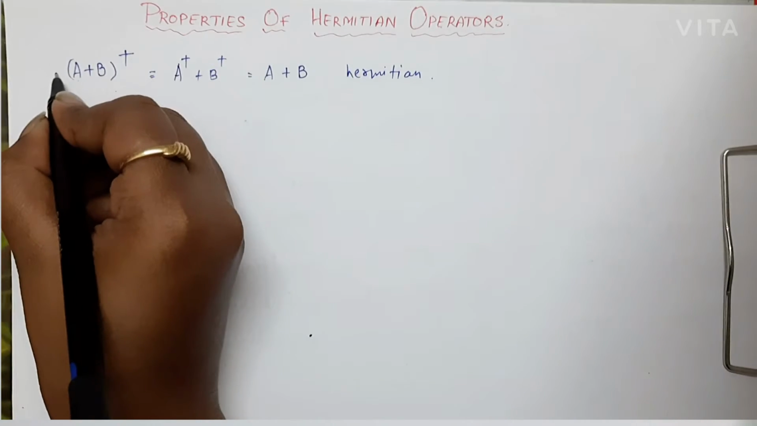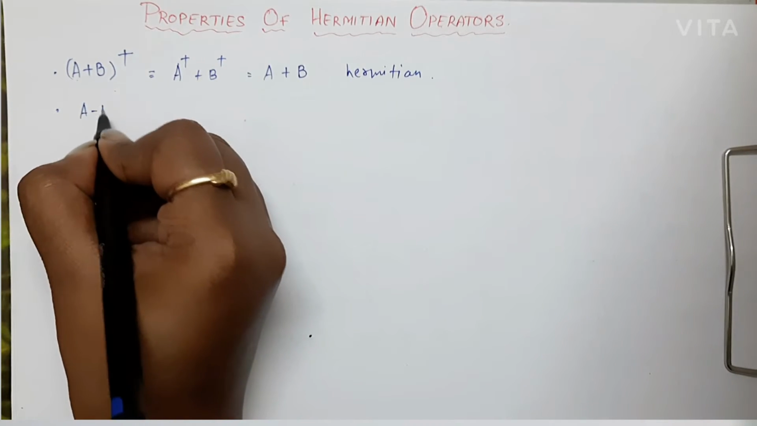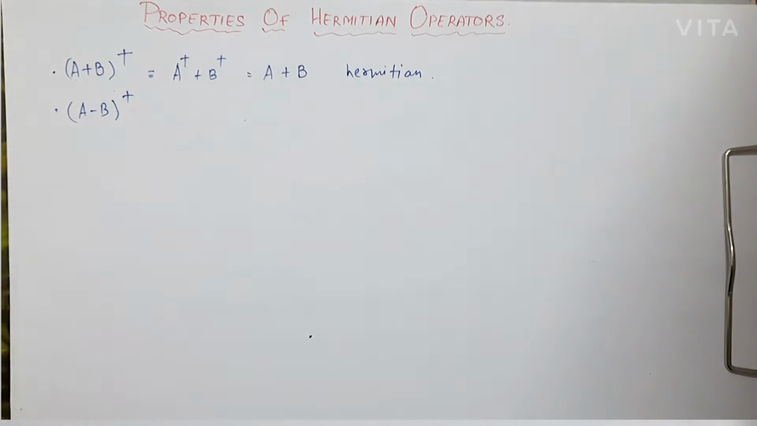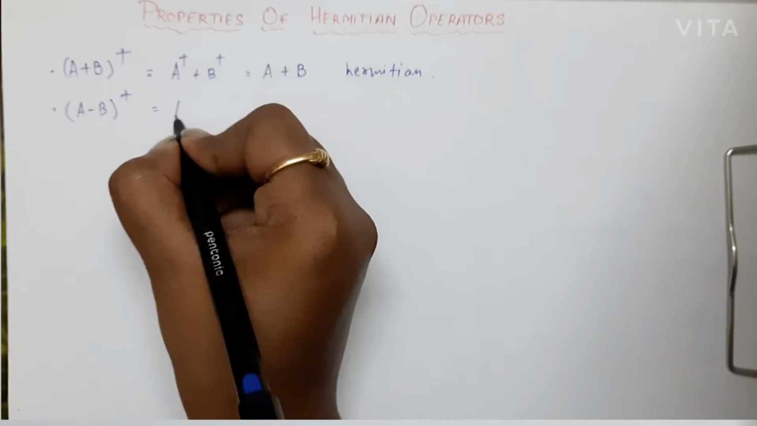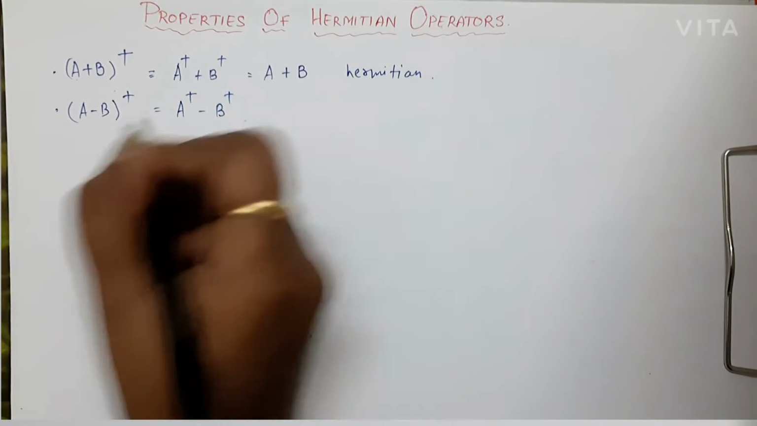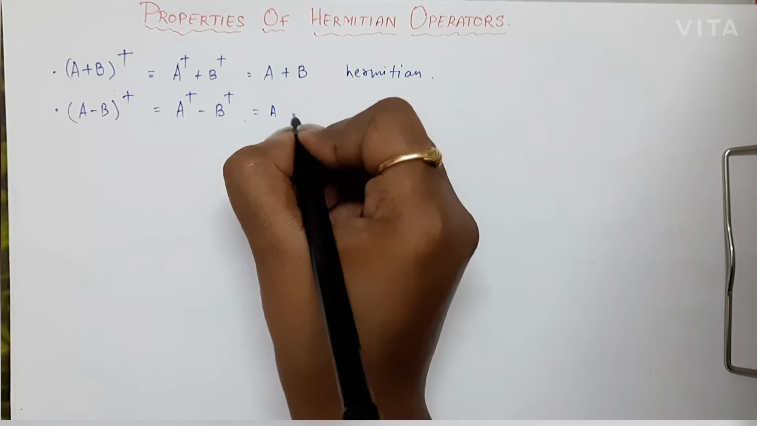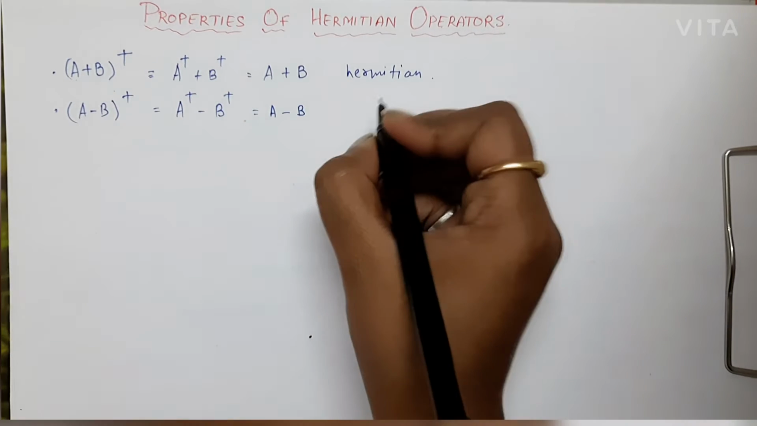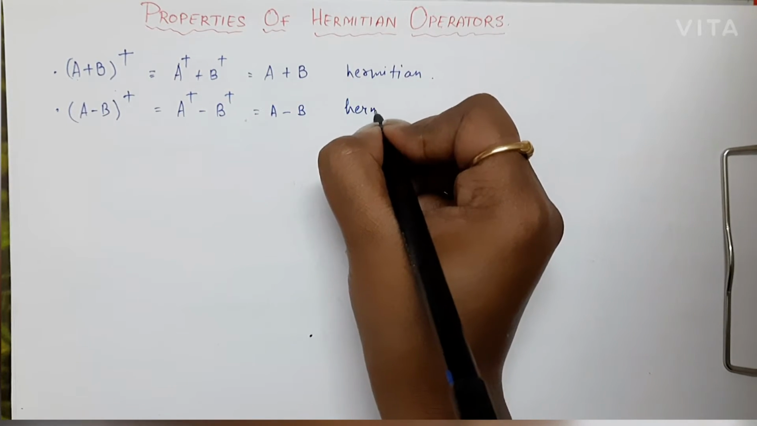Now suppose I want to solve (A minus B) whole dagger. So how will it open up? It will open up like this: A dagger minus B dagger. So A dagger equals A and B dagger equals B. So it is also Hermitian.